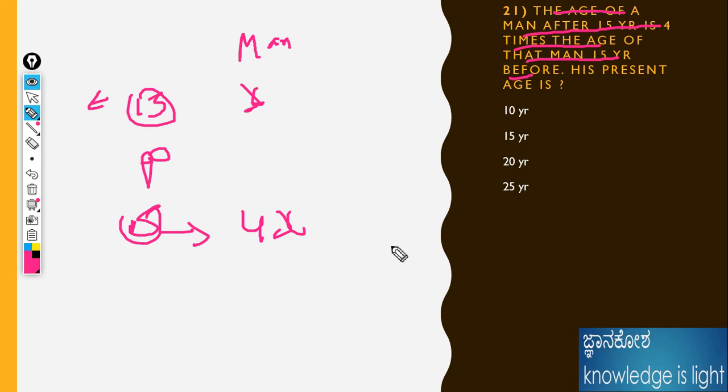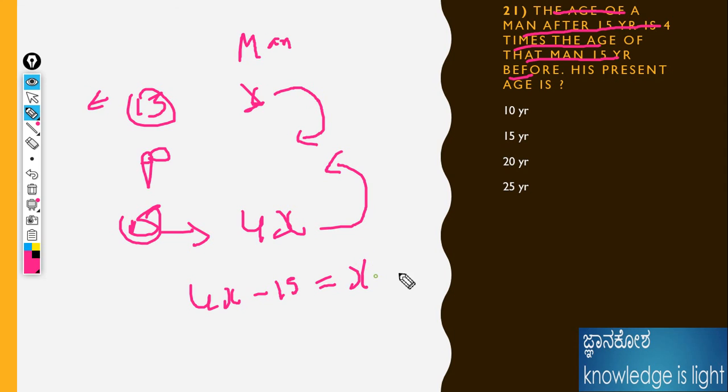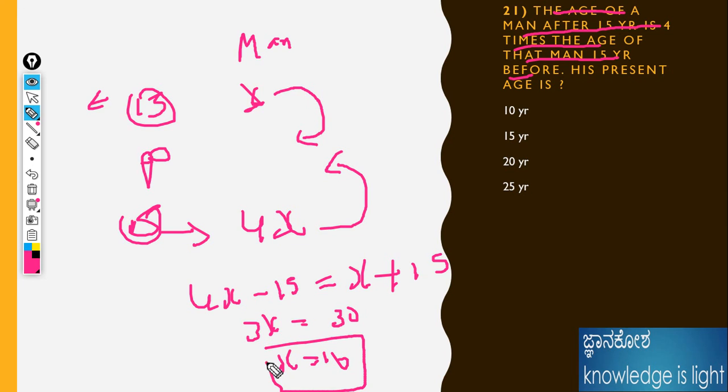See, we can easily solve this by two methods. Analyzing the problem is a very important thing. Observe. If you go back to the present one, what would come? 4x minus 15 is equal to x plus 15 when you come to 15 years in the future. Understand? Then 3x is equal to 30. Therefore x is equal to 10. What is the question? The present age.